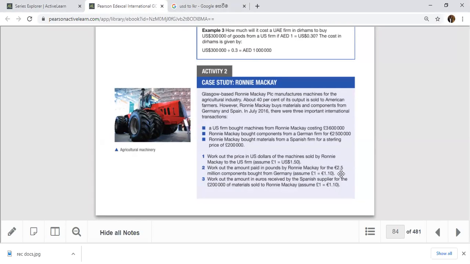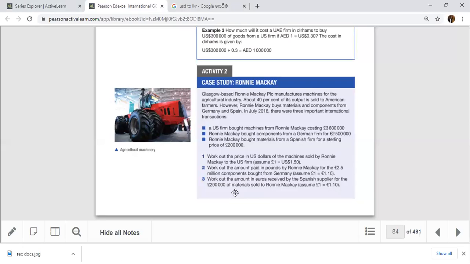So how did I obtain that value? 2.5 became 2.27. Why was it reduced? Because the strong currency here is the sterling pound, and the weak currency is the euro, since the given value of 2.5 million is in the weaker currency. You divide 2.5 million euro by 1.1, the exchange rate, and you get the sterling pound value of 2.27 million.